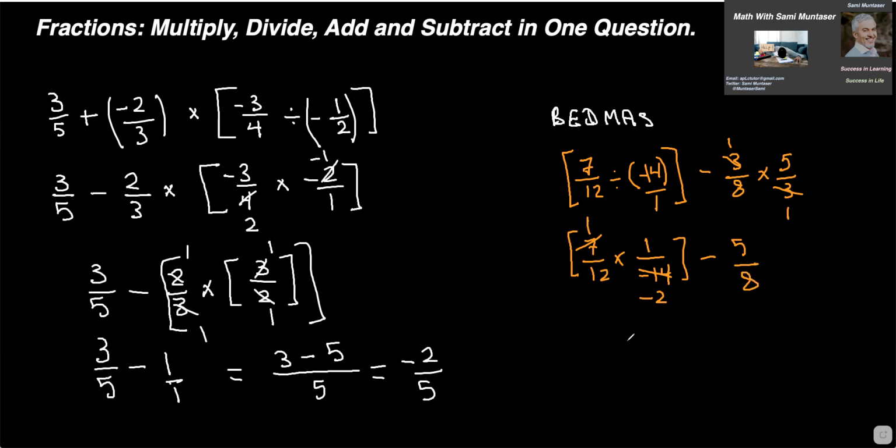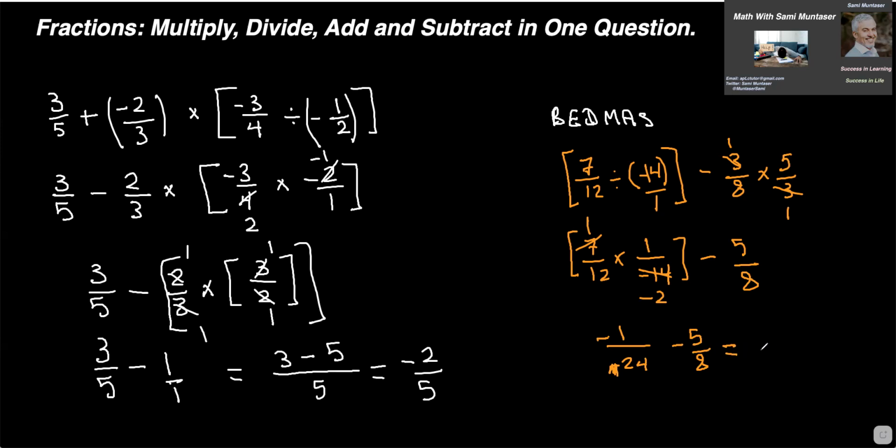Now this here will give me 1/-24, since 12 times -2 gives me -24, and 1 times 1 gives me 1, minus 5/8. Now, don't leave your negative on the bottom. Always, if you have a negative on the bottom of a fraction, just get rid of it right here and then write it on top. Otherwise, you'll get in trouble doing common denominator and all that stuff.